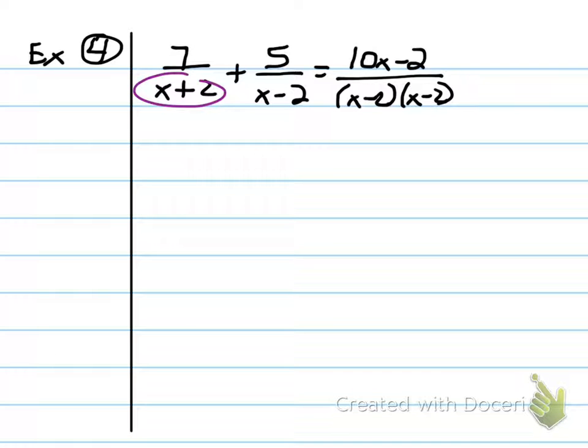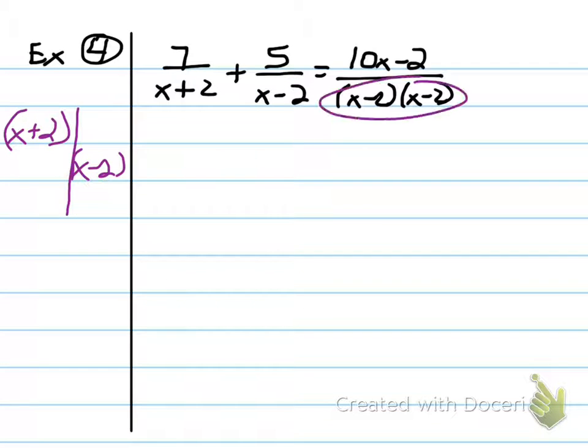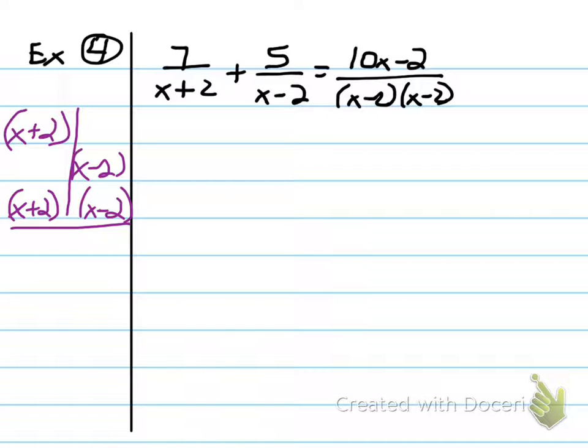Well, the factors of this denominator are x plus 2. Factors of this denominator, x minus 2, gets its own column. And then on the other side, I have factors of x plus 2 and x minus 2. Which means if I take one from each column, my common denominator will be x plus 2 times x minus 2.